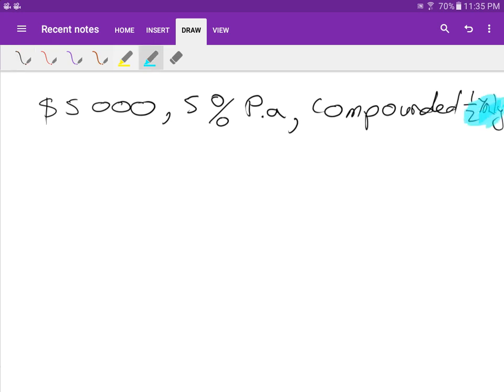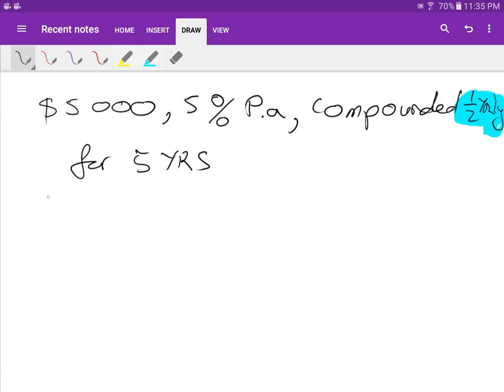Apologies, I ran out of space. Now, compounded half yearly, do you know what that means? That means they pay you every 6 months. Please remember that. And then you leave it there for 5 years. So let's recap: you put $5,000 in the bank and you get an interest rate of 5% per year, compounded half yearly for 5 years. You leave it there for 5 years.